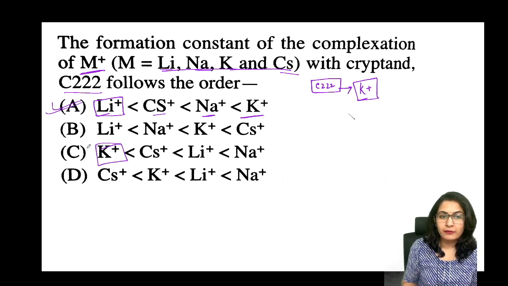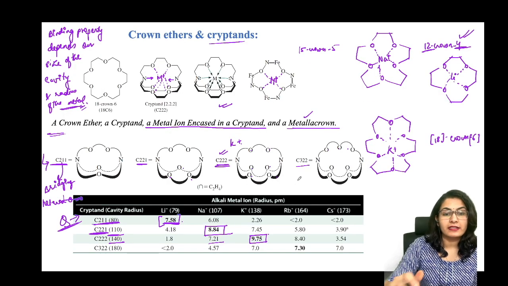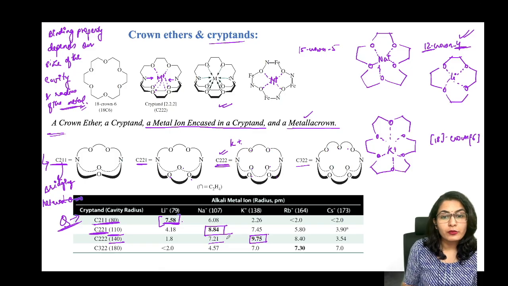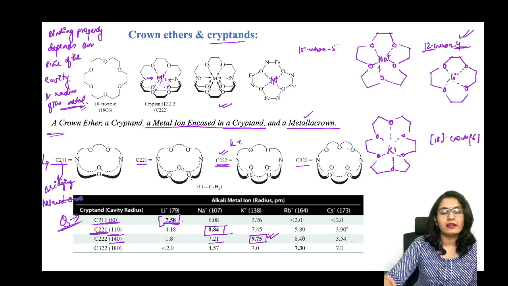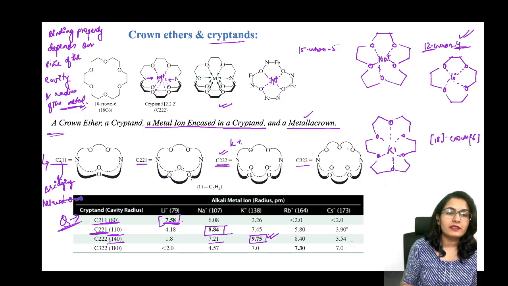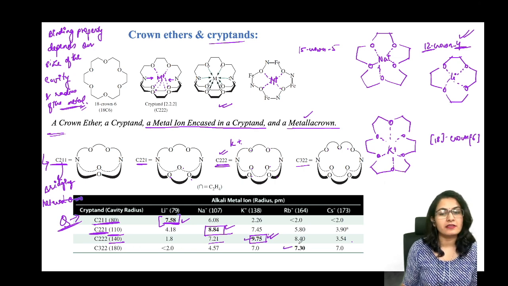K plus minimum is wrong. Cesium plus is big and sodium is again small. So see, this is the table right over here. C222 is perfect for K plus. Rubidium and cesium are like this. Cesium plus is again small. Just go through this, you will know that. Just remember for C211 lithium is best, C221 this is best, C222 this is best, C322 this is best. That's all.